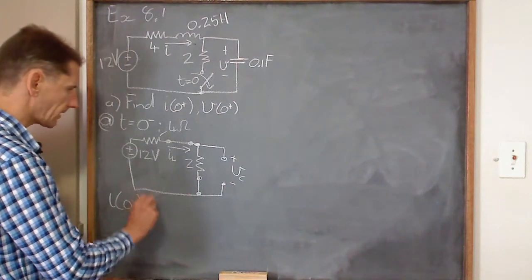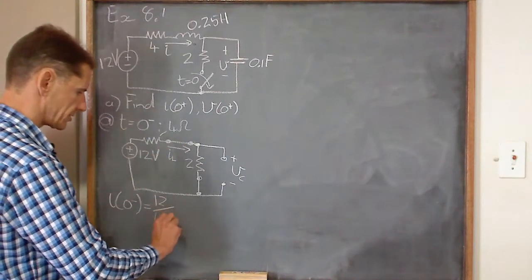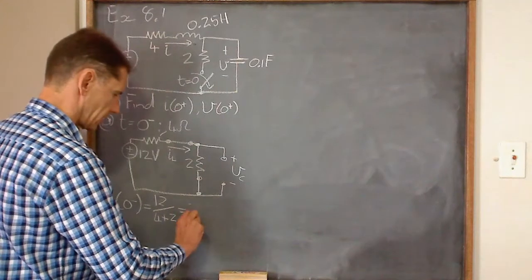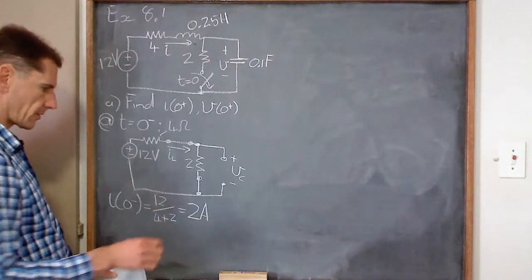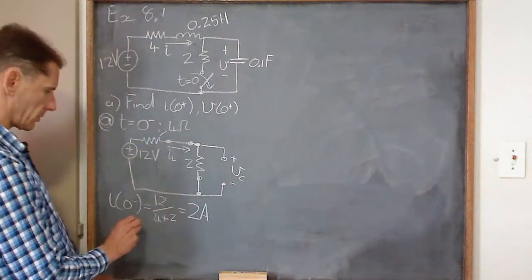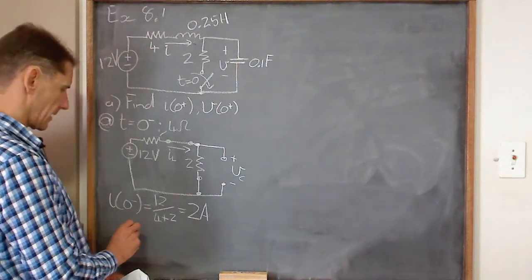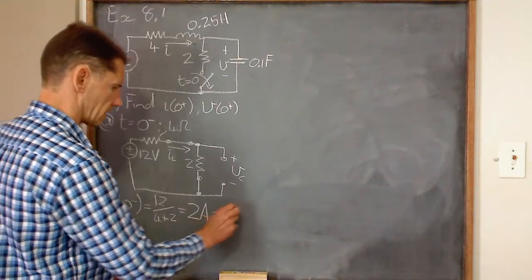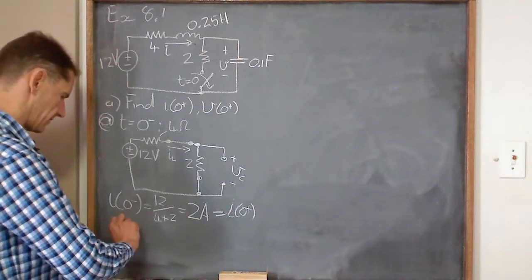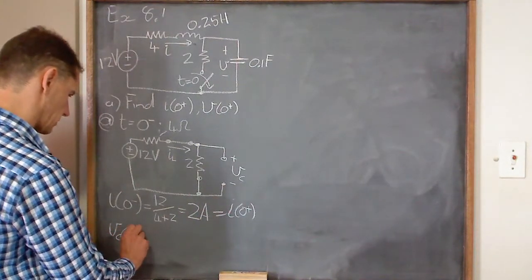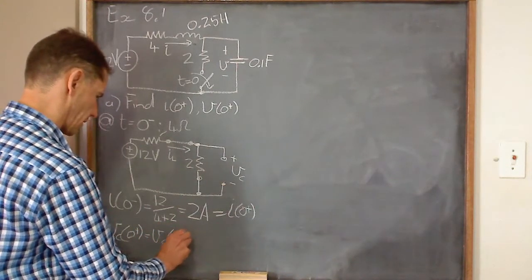minus) equals the 12 over, what was that? 4 plus 2. They really make it nice and easy, hey? And now if only the chalk will work. We've got 2 amps. Right, so that is at time 0 minus, which is also the value at time 0 plus for the current. So let's say that is then also i(0 plus). Okay. And then vC at time 0 plus must equal vC at time 0 minus.